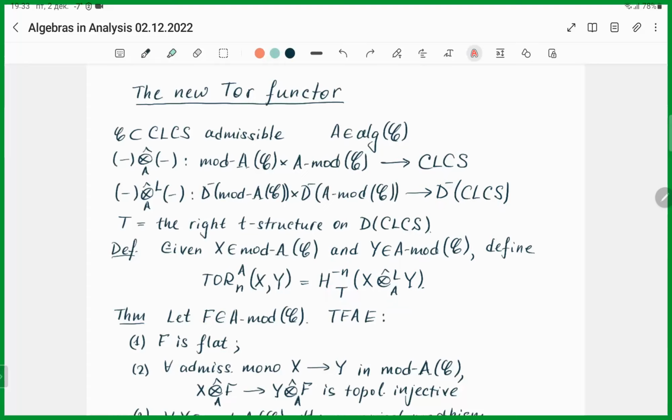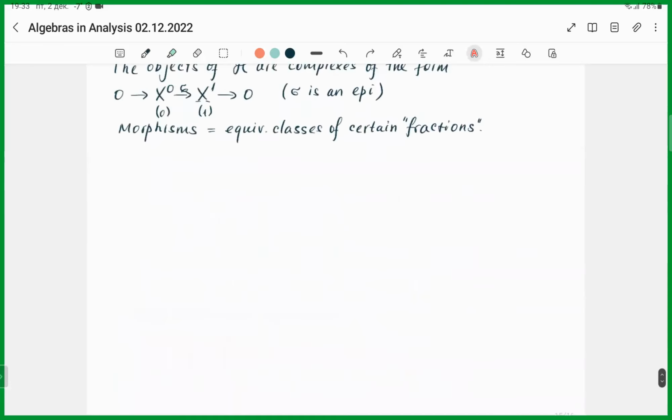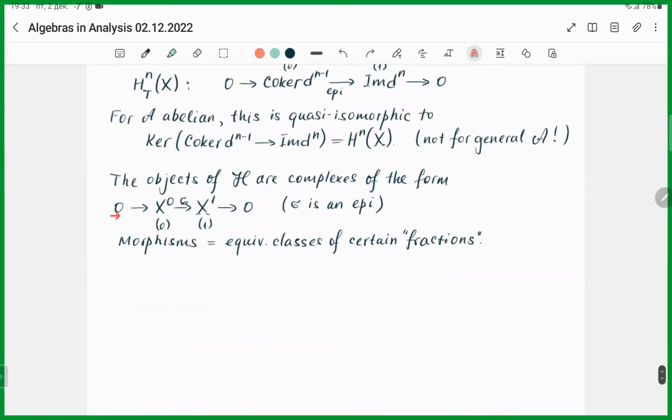So now we see that this new Tor functor is no longer a vector space, and it is no longer a locally convex space. It is an object of the heart of our t-structure. So formally, it is a complex. It is a two-term complex of the following form.